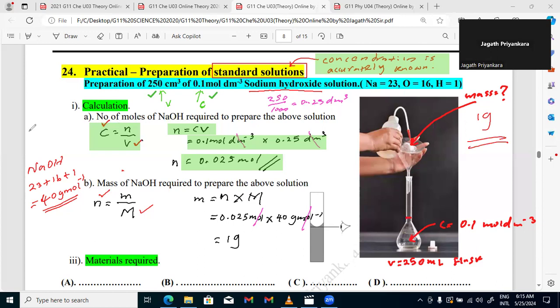What is this? This glass funnel. Okay, look at the screen, everyone. This is a glass funnel. What is this? Glass funnel, right?